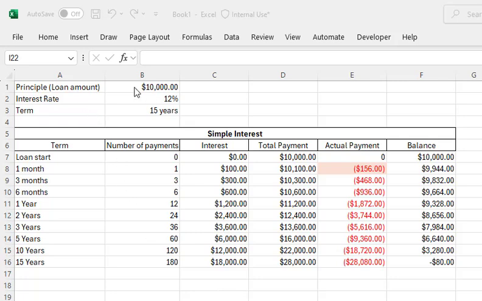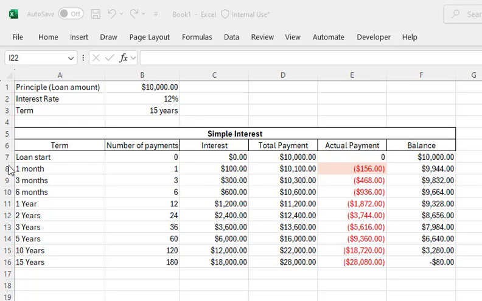First, we have a principal or loan amount of $10,000. Just an average $10,000. We're looking at an average consumer loan, not necessarily a car loan. So we're looking at 12%. And the term could be anything. We're going to look at 15 years, but this could be 5 years, 6 years, 10 years, whatever.